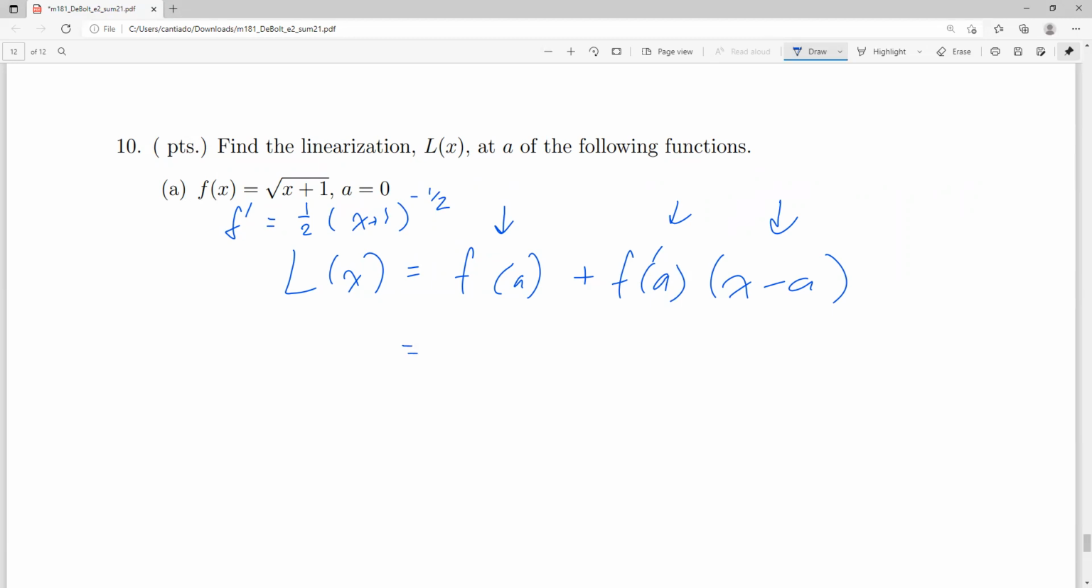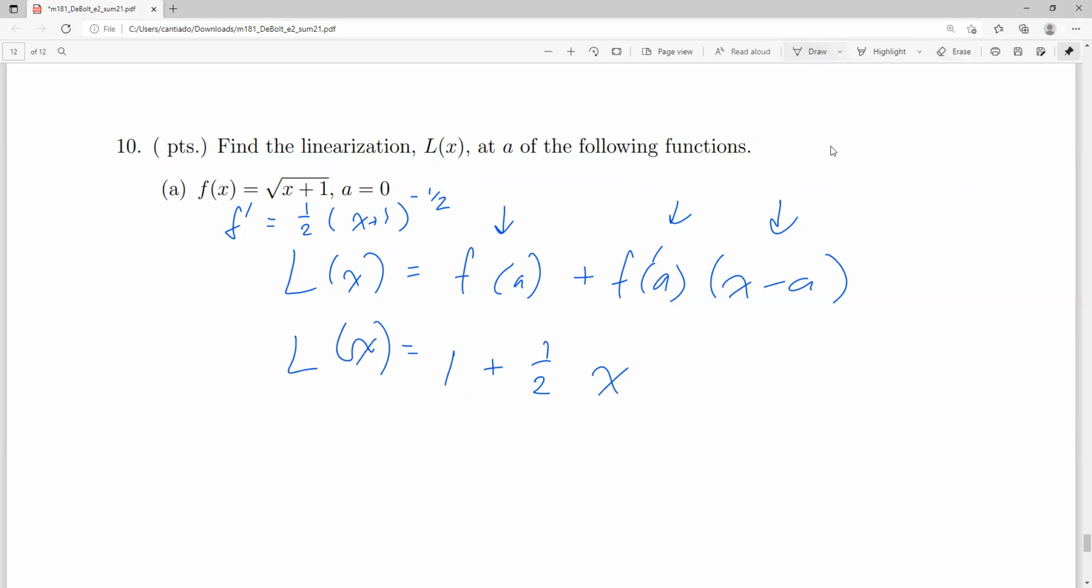So this one I'll quickly solve. F of a is the square root of 1, which is 1. Yeah, 1 plus 1/2 times x minus 0, so it's just x. So it'll be that, I think. To skip ahead of steps, just confirm that on your own.